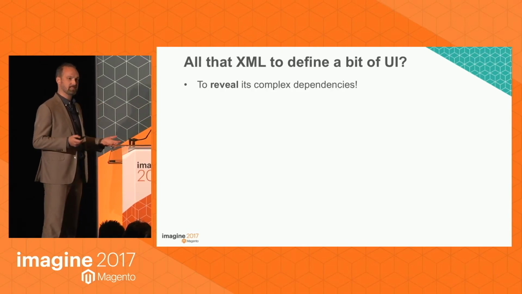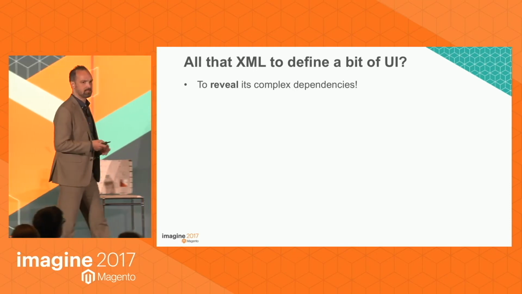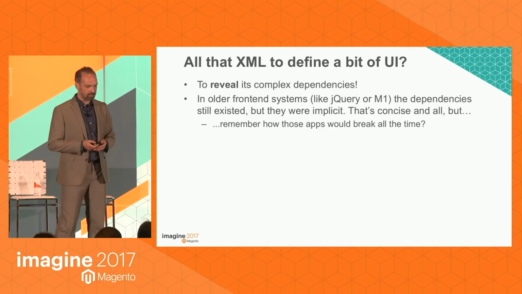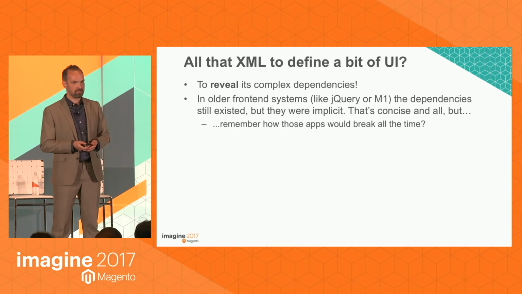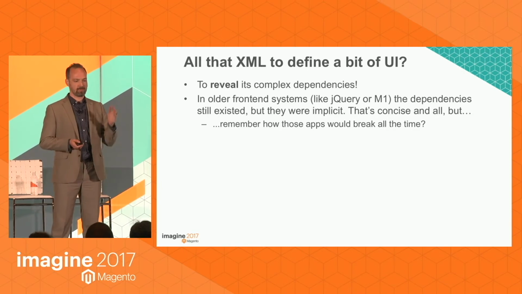To reveal its complex dependencies, of course, we talked about this. In older front-end systems, these dependencies were still there, right? But they weren't enforced. And so that was concise. You could just say, this script, this stuff, go. It's 4 lines, and that makes it good.